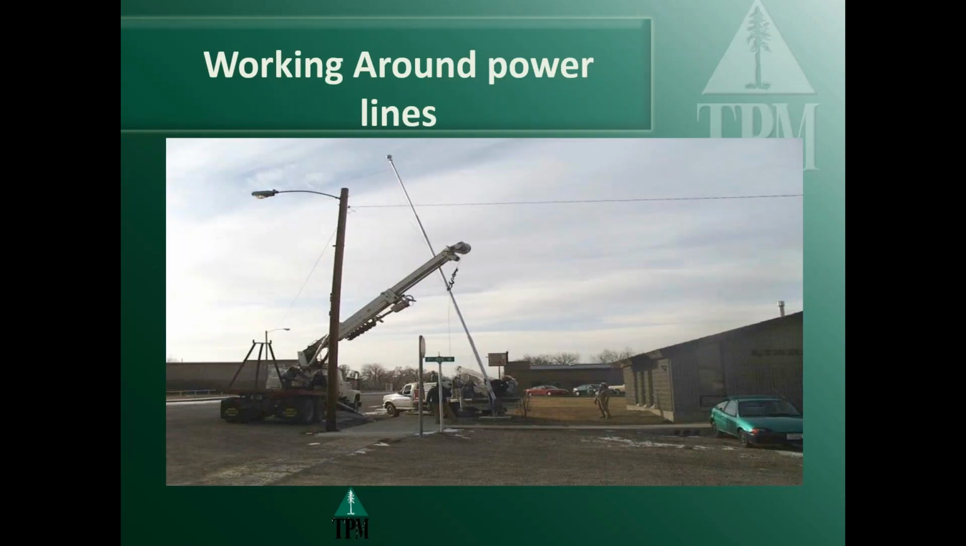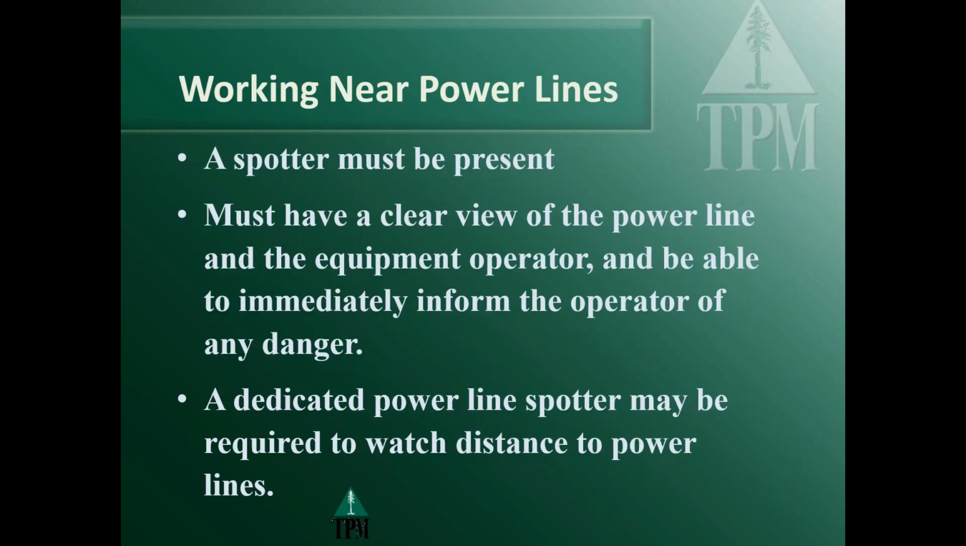Once again, we don't have too many issues with this, but this is one that's of a high level of concern, because when the bad thing happens with power lines, you tend to have significant property damage, and when there is an injury, it tends to be fatal. But if we're working near power lines, we've got to have a spotter. That spotter's got to have a real clear view of the power line and the operator, so they've got to be standing in the right space.